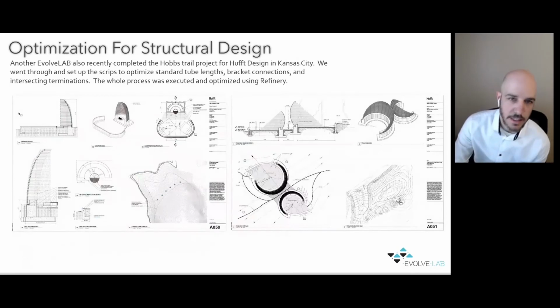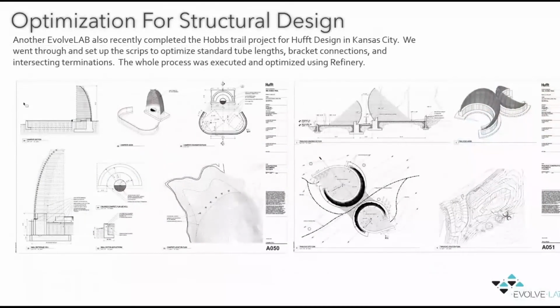Next is a case study we did for Huff Design. They're in Kansas City in the United States. And this was for Hobbs Trail. It's these camping structures. And a lot of times I get the question asked, does generative design have to be applied to really large projects? In this example, this is a very small project and it's just this little camping structure.